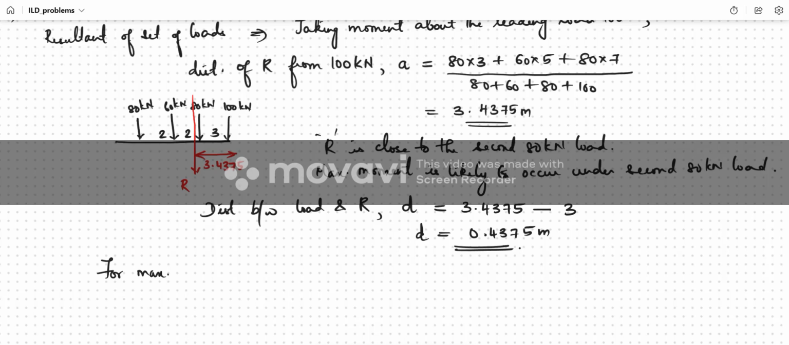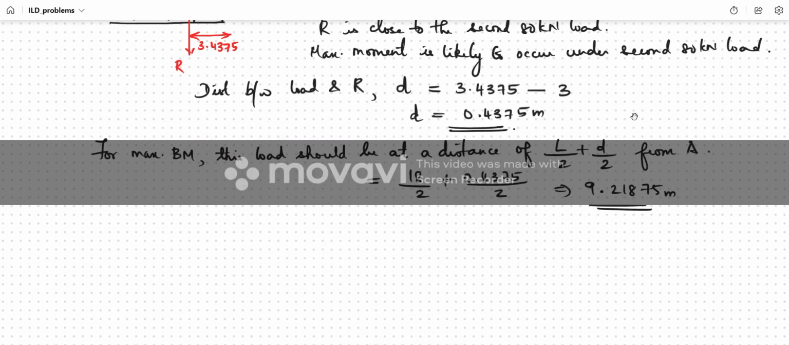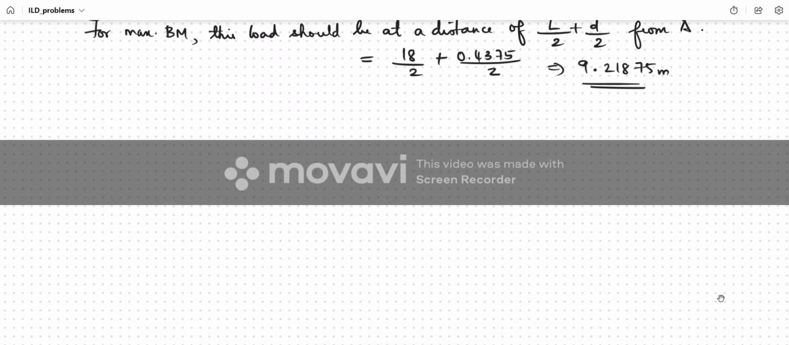So for the maximum bending moment, this 80 kilonewton load should be placed at a distance of L by 2 plus d by 2 from end A. Okay. So we have to find out what is L by 2 plus d by 2. So L by 2 is 18 by 2 plus d, which you have already found out, 0.4375 by 2, which is equal to 9.21875 meters from point A. Okay, so this is how you will position. So now you have got the condition for maximum moment.